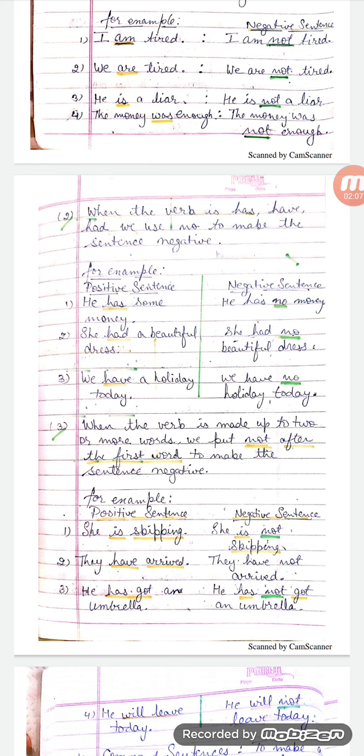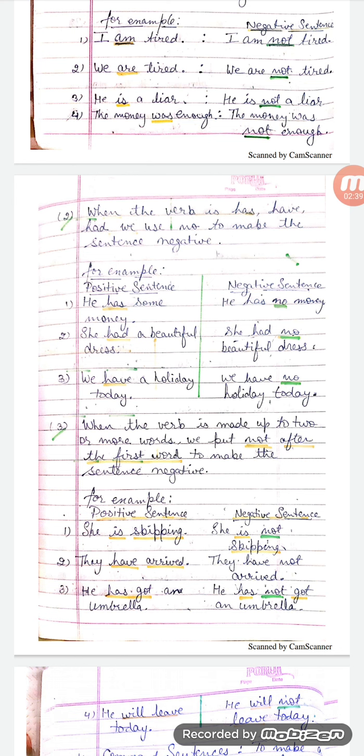Second, when the verb is has, have, or had, we use no to make the sentence negative. For example, he has some money. To change the sentence into negative, because it is having has in it, so we will write no after has and the sentence will be changed into negative. So the answer we get is he has no money.